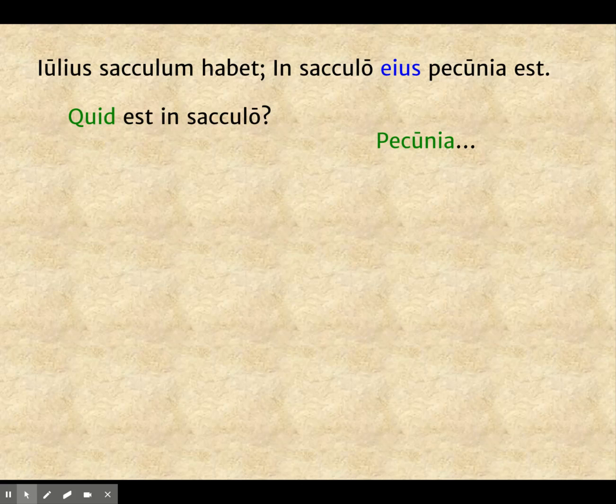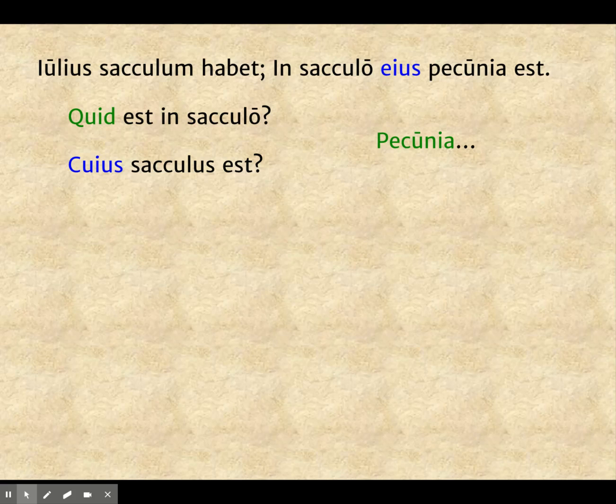Now, we're going to go back to our second question, cuius. We want to know the owner of the item that eius goes with. Notice that eius is right next to a noun. So we're going to say cuius saculus est. So in saculo eius means the saculus belongs to somebody.